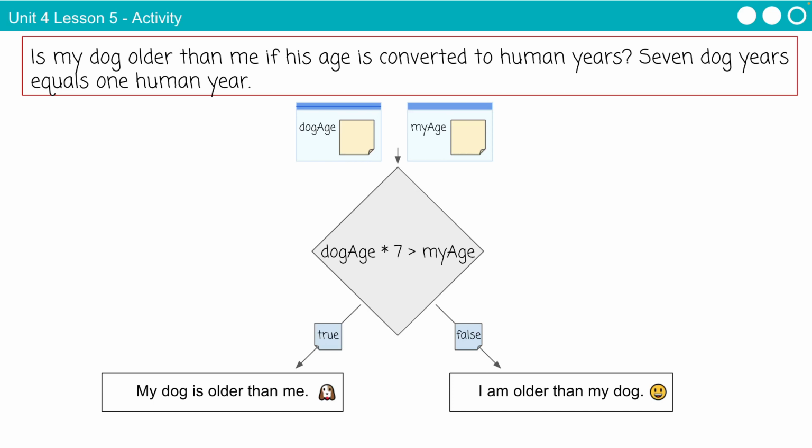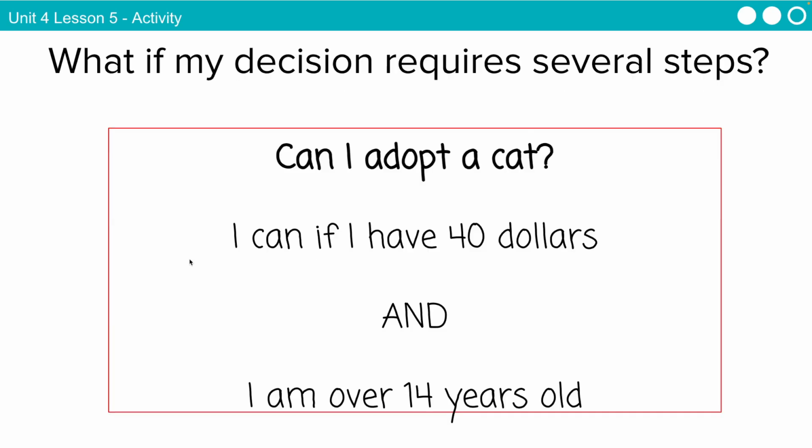So how about 2, 14? Probably not. How about 3, 21? Definitely. If your dog is 3 years old, then they would be older than you. So how about this one? And this is a logical comparison. Basically, both things must be true in order for this person to adopt a cat. So see the big and there? That says this must be true and this must be true in order for the condition to be right.